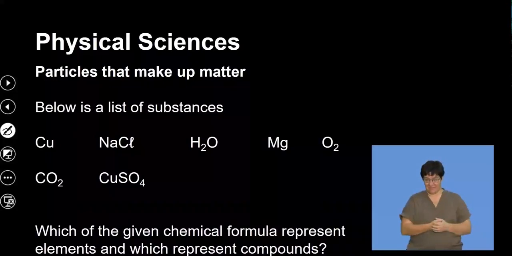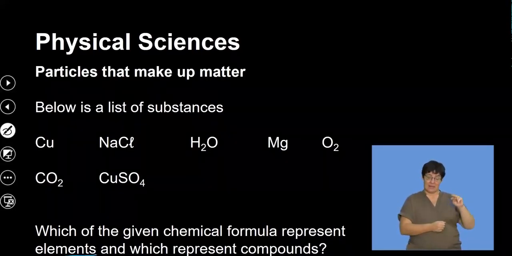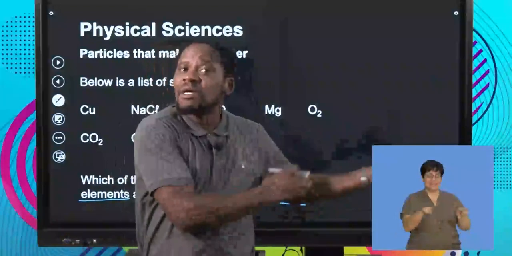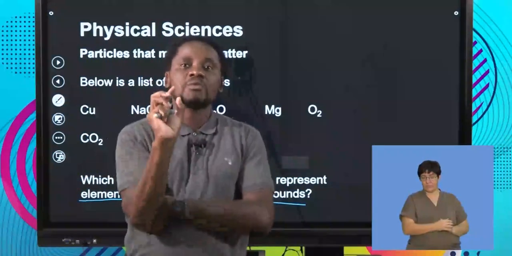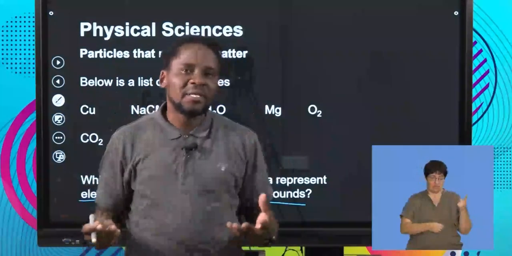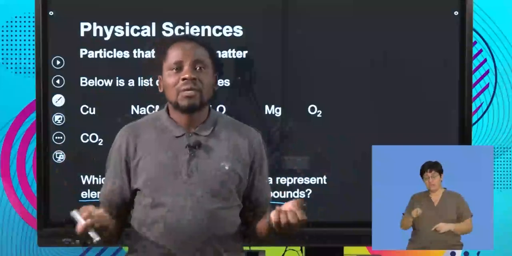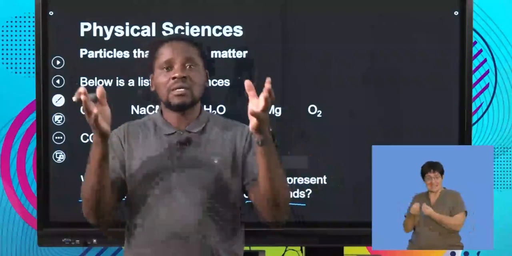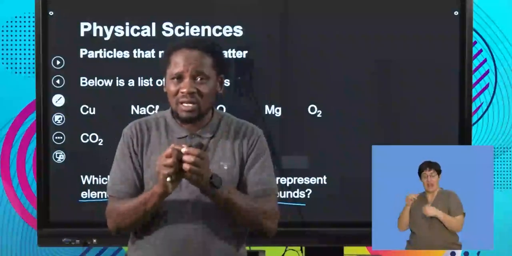Below we have a list of substances. Which of the given chemical formulae represent elements and which represent compounds? The key words are element and compounds. In terms of terminology, we know elements are made up of atoms of the same kind. What you find in the periodic table are the elements, and a specific element would consist of atoms of the same kind. On the other hand, if we speak of compounds, what exactly are we referring to? Compounds are substances that consist of different atoms of different elements that are chemically bonded with each other.